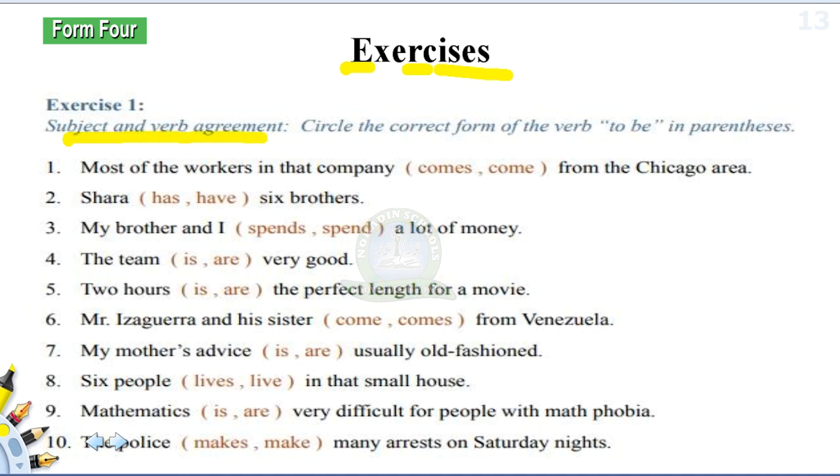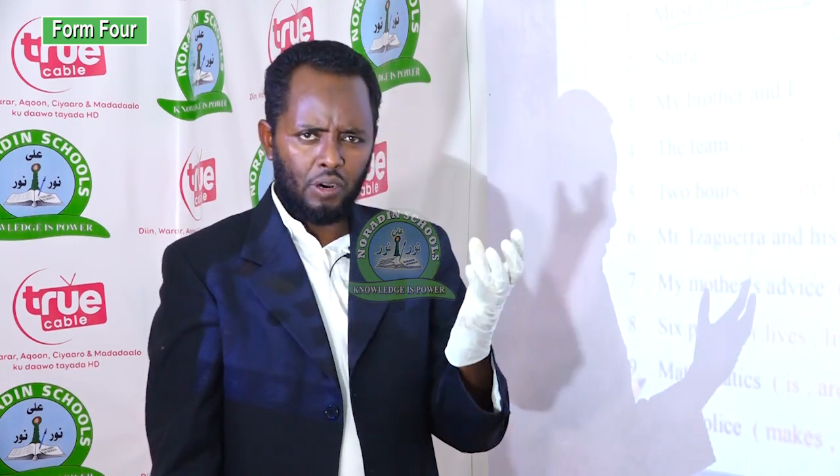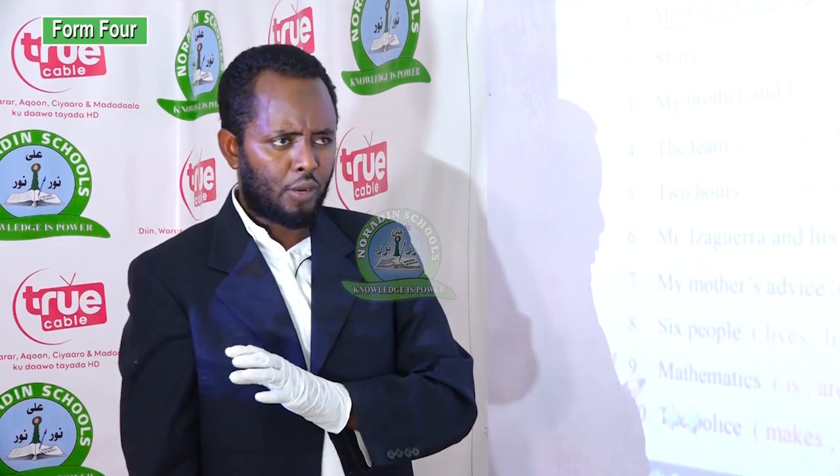Subject and verb agreement. Circle the correct form of the verb in the parentheses. Okay, we have to use one of these. Which one is correct? Work with me, please. Most of the workers in that company. So what are you thinking about? Are you thinking about plural or singular?